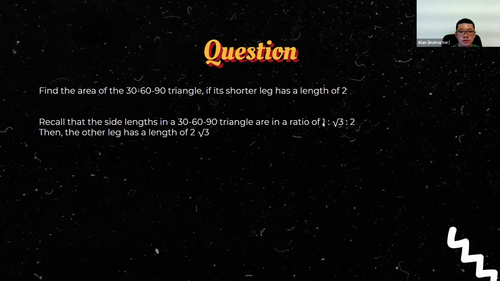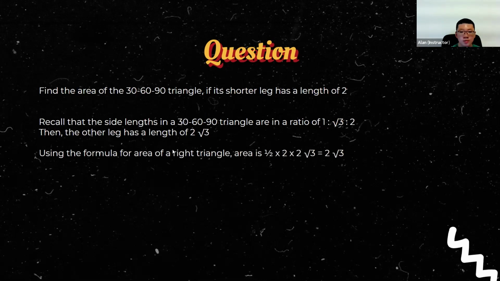And since 1 is smaller than root 3, so the shortest leg, if it has a length of 2, then the other leg has to have a length of 2 root 3. And so, using the formula for the area of a right triangle, you'll get that it's 1/2 times 2, and then times 2 root 3, which is going to equal 2 root 3. So that's going to be the final area of that triangle.